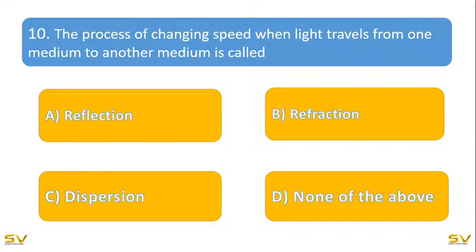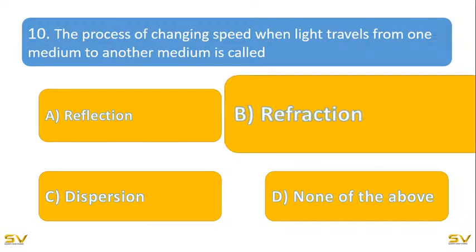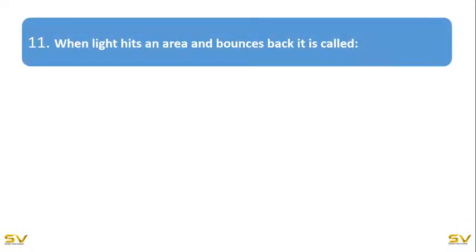Very good. So the process of changing speed from one medium to another medium, what do we call that phenomenon? It is definitely refraction only. Yes. Only one typed it wrong, no problem. You will be correct next time, don't worry. So the process of changing speed when light travels from one medium to another medium is called refraction.